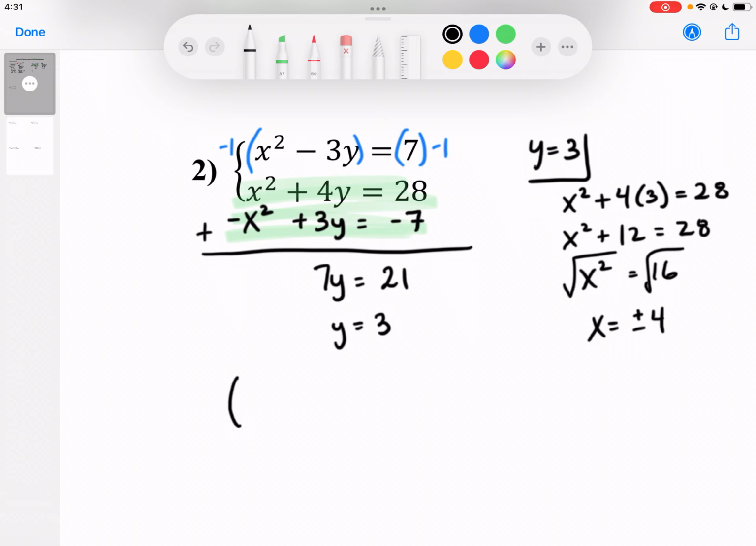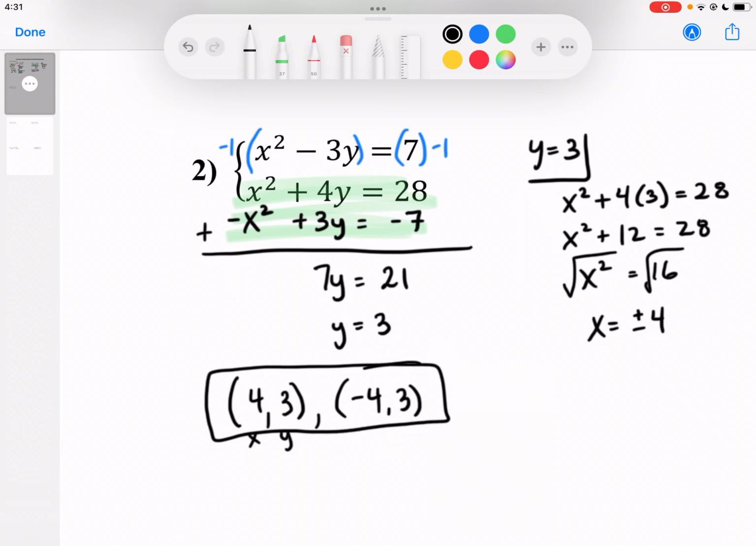We've got 4 and 3. Sorry, I was making sure I did my x first, then y. And then negative 4, 3. So the y value stayed the same for both, but one of the coordinates had a positive and one had a negative. And there it is.